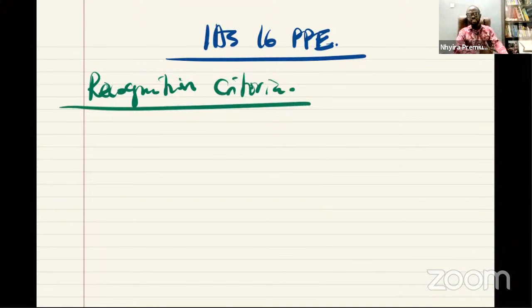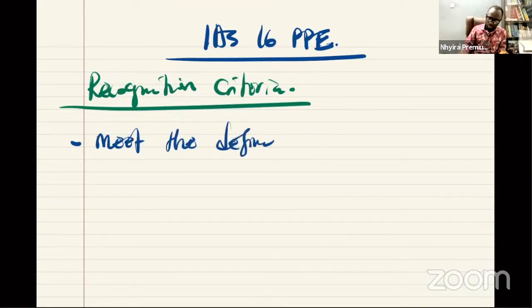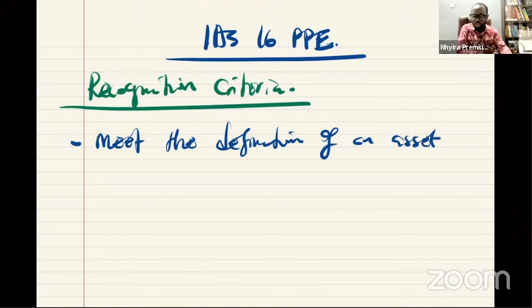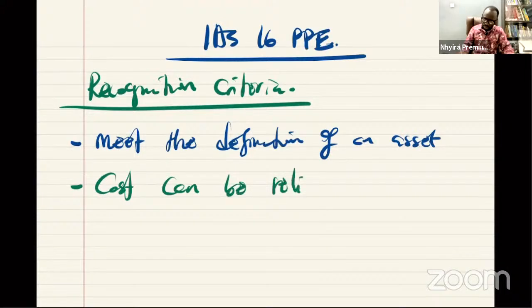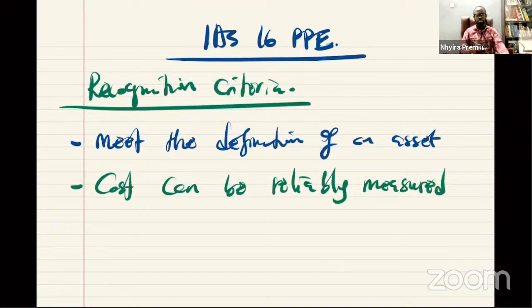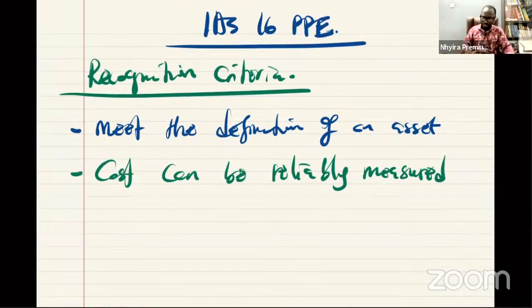To be recognized as an owner-occupied asset, number one, the definition of the asset should be met. So the transaction must meet the definition of an asset, which is resources controlled by an entity as a result of past events from which future economic benefit flows to the entity. Not only that, the cost of the asset should be reliably measured. We will come back to some of these things in a moment.